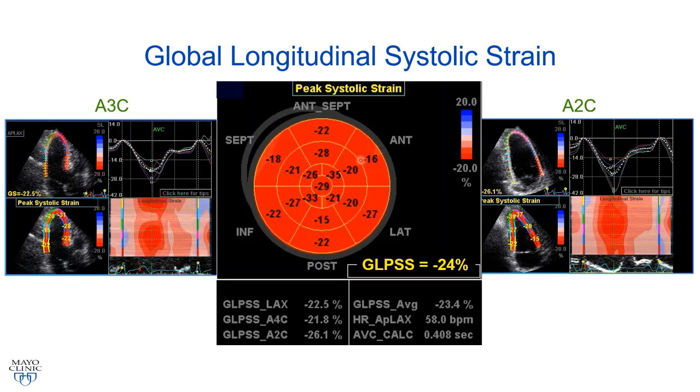anterior segment shortened by 16%, or strain is minus 16%. Say the mid-inferior wall shortened by 27%, or strain is minus 27%. And when we average all segments, we then derive this parameter of global longitudinal peak systolic strain.